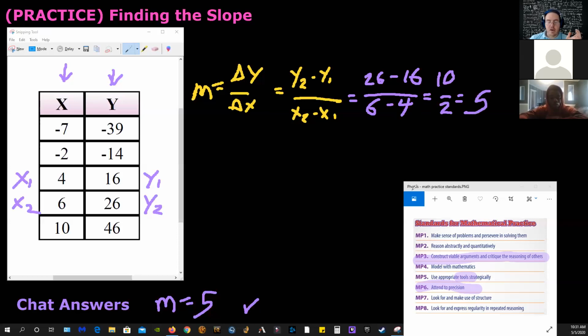Now, let's just say that you're not like me. You don't like small numbers. You don't like positive numbers. You just, for whatever reason, decided, you know what? I'm just going to take the first two coordinates. I make this my y1 and this my y2. I'm going to make this one my x1, beginning, and this my x2, ending. So that would be negative 14 minus negative 39.